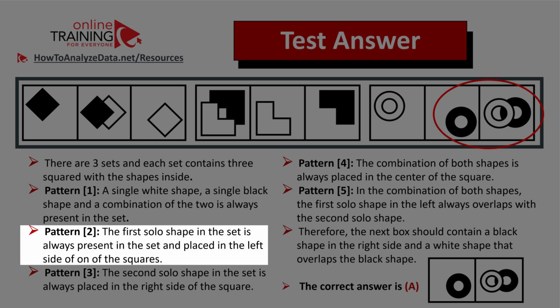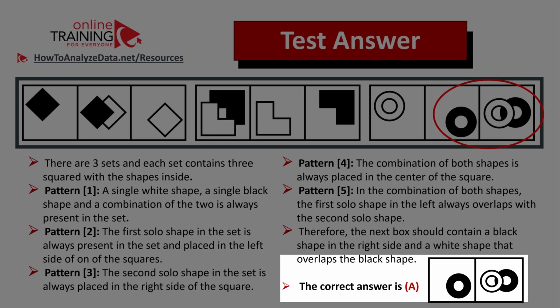Then there is a second pattern. There is always a solo shape. The black solo shape is always positioned in the left part of the square inside the set. The white shape is always positioned on the right part of the square inside the set. And the 2 set grouping with black and white shapes is always in the middle.